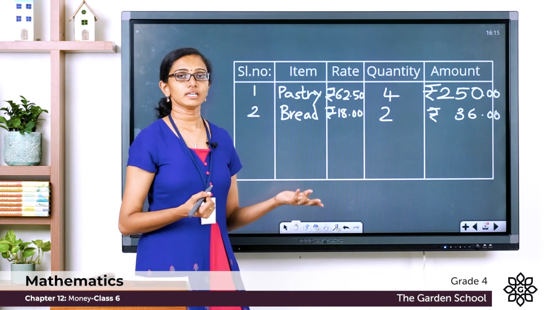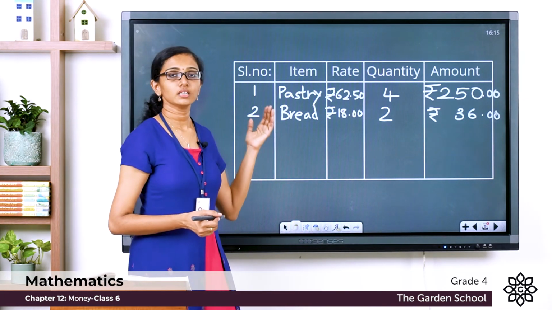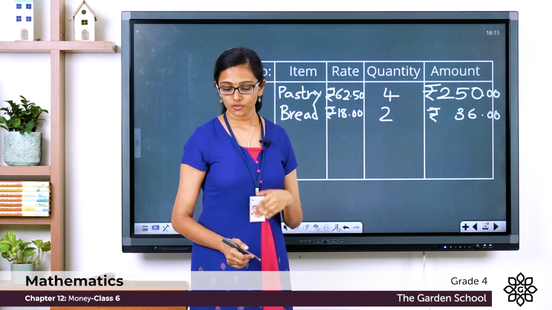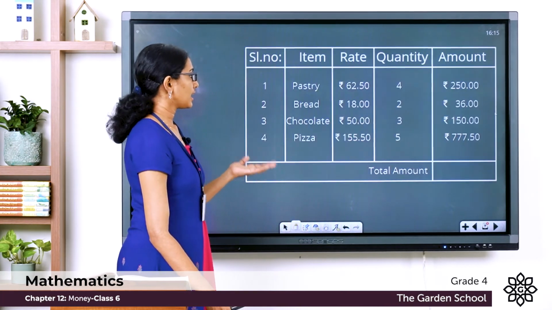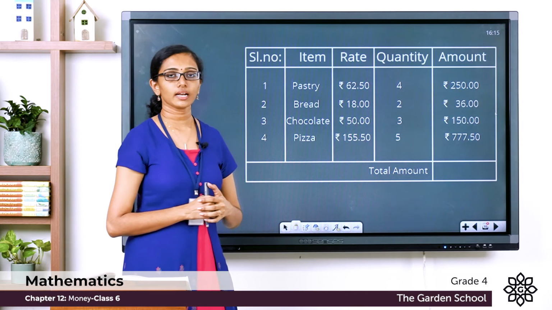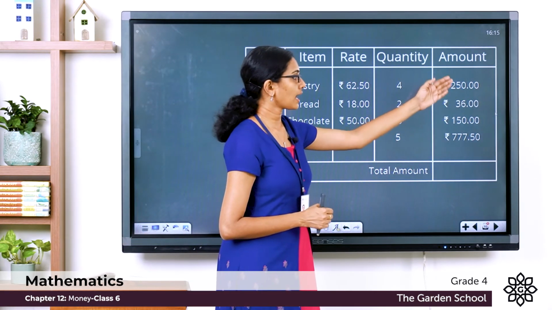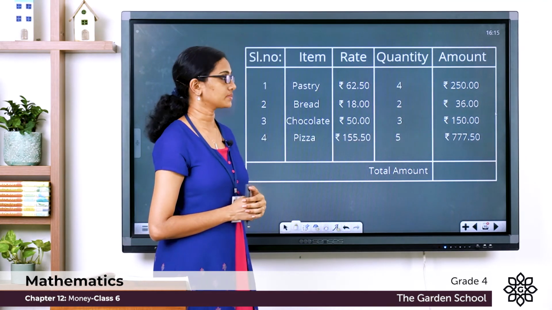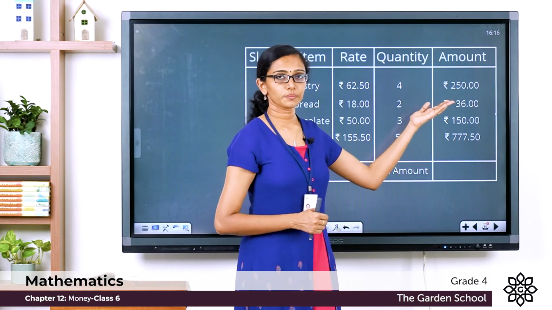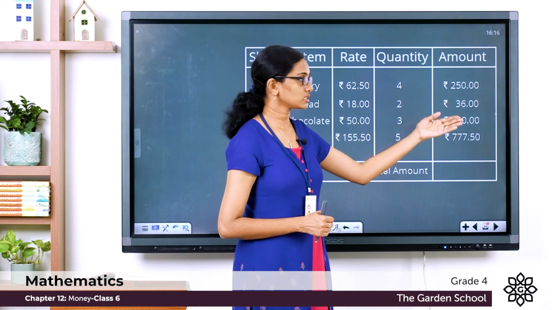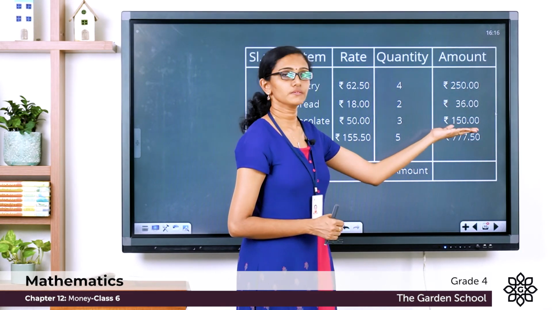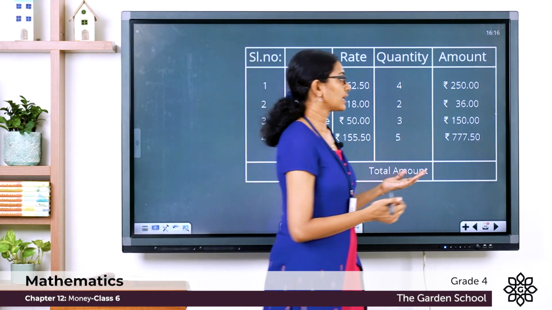So similarly, you have to write the name, the rate per item, the quantity and amount of the other 2 items in the bill, and you'll get a bill like this, and then you have to find the total amount. How do we do that? You have to add the cost of each of these items. So here the total amount will be 250 rupee plus 36 rupee plus 150 rupee plus 777 rupee 50 paise. So let's do the addition here.